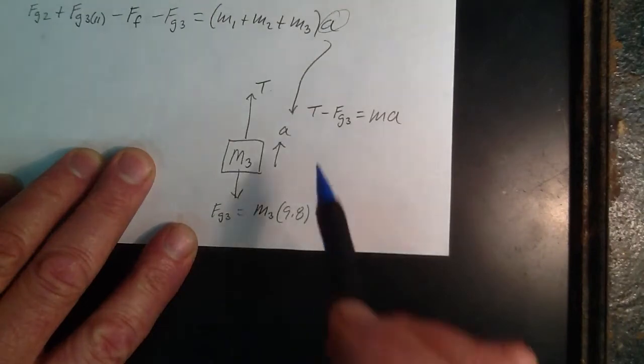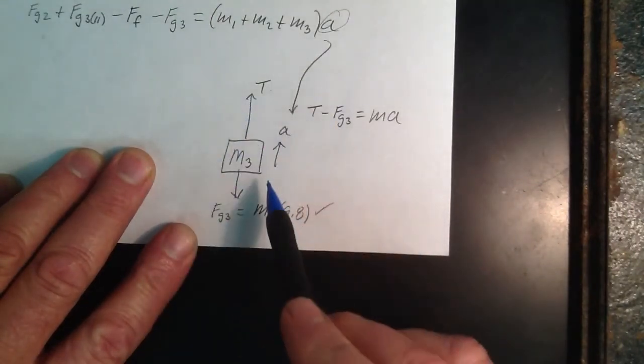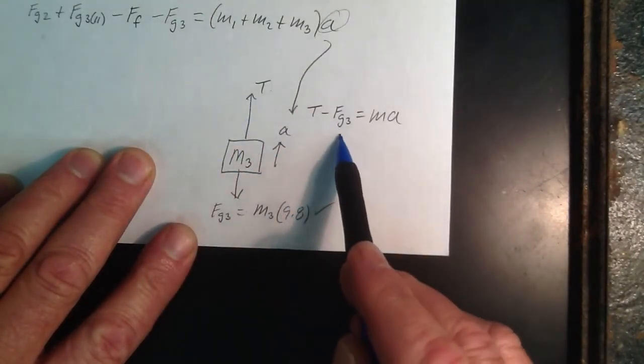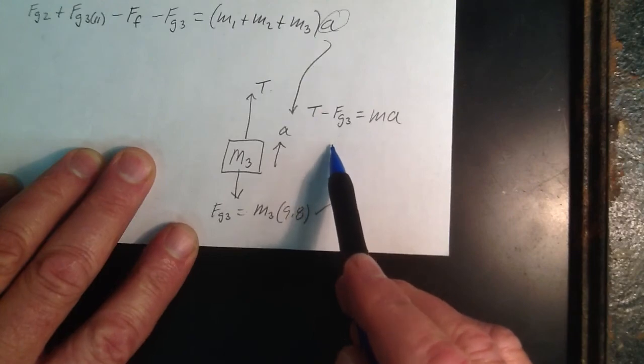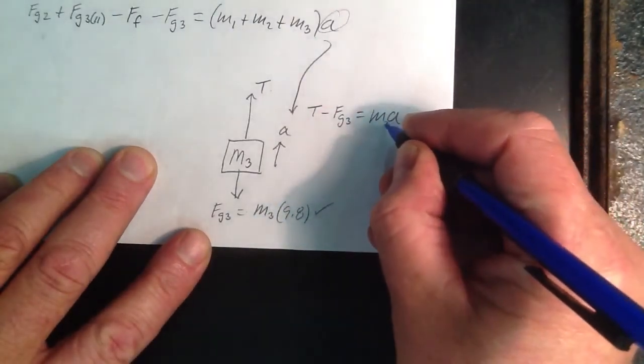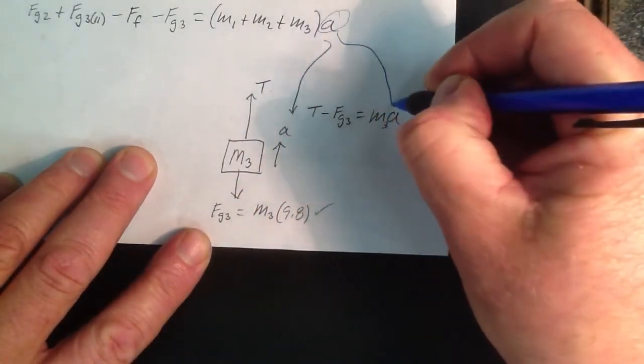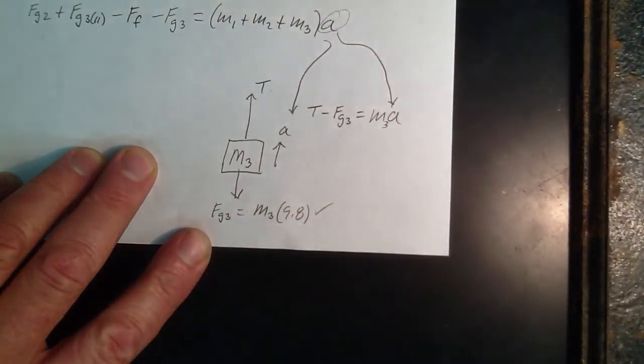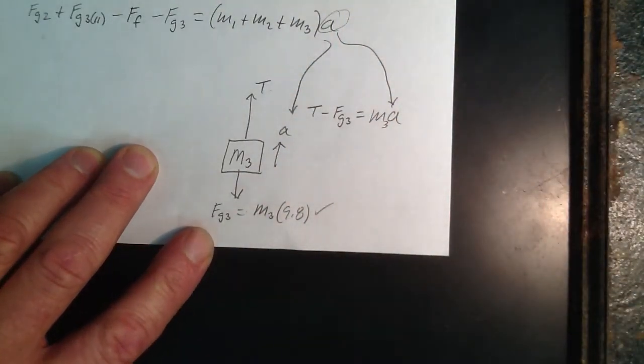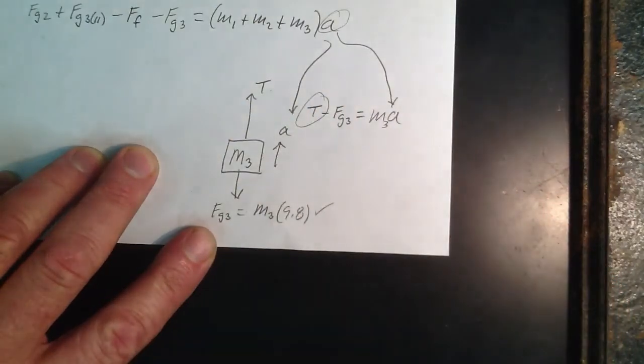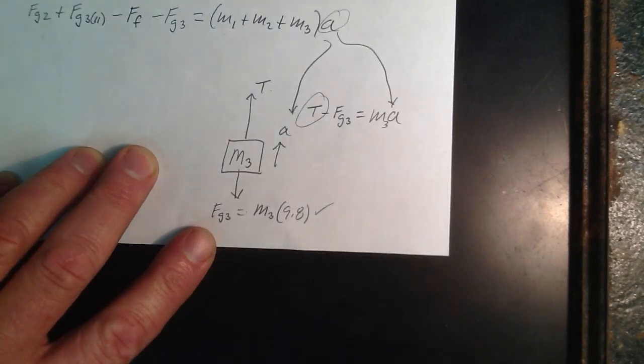So I'm going to have the force of tension pulling up, I'll call that positive. I've got the weight pulling down, I'll call that negative, is equal to the mass of 3 times the acceleration of mass 3, which is the acceleration of the entire system, and then I can calculate the force of tension. Just be very careful with your numbers and your round-off error, and you should be good to go on this problem.